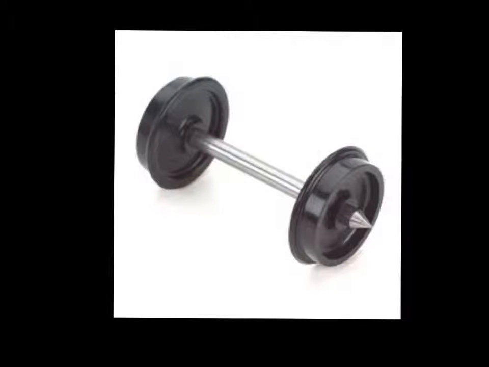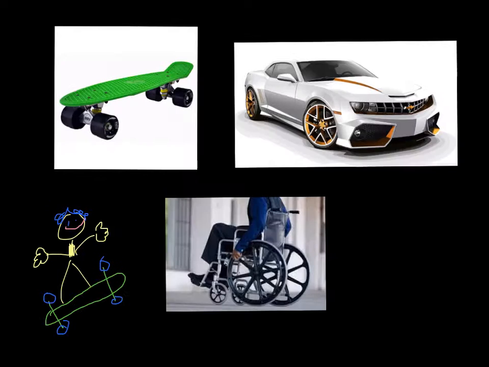I don't think you need a definition of a wheel, and though I'm sure you know what an axle is, its definition is a rod that goes through the wheel which allows the wheel to turn. Some examples of wheels and axles that you might think of first are those on vehicles, skateboards, and wheelchairs, the ones that take us places.